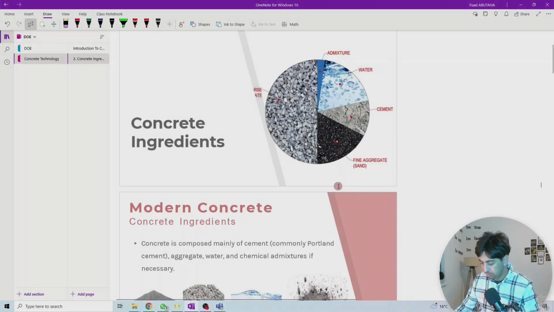Hello everyone and welcome back again. In this session we'll start looking at the main concrete ingredients in more detail.